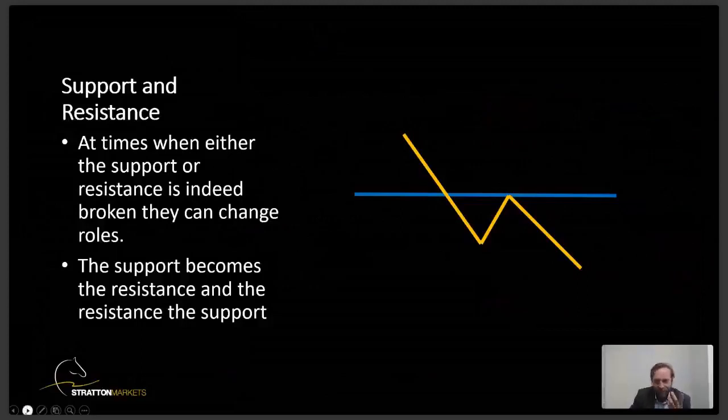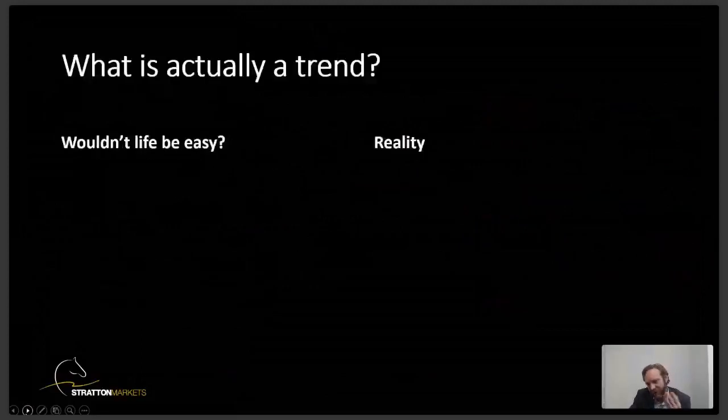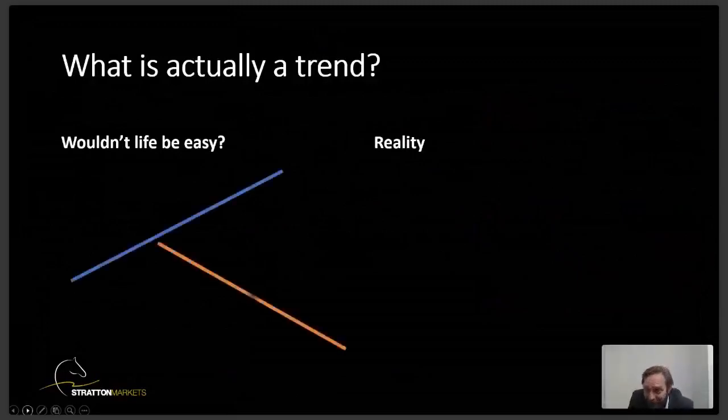Now, what is a trend? Obviously, a trend is an uptrend or a downtrend. So an asset going up or an asset going down. And wouldn't it be really easy? Life would be so easy if it just went in a straight line up or a straight line down. But in reality, we all know it doesn't do that.